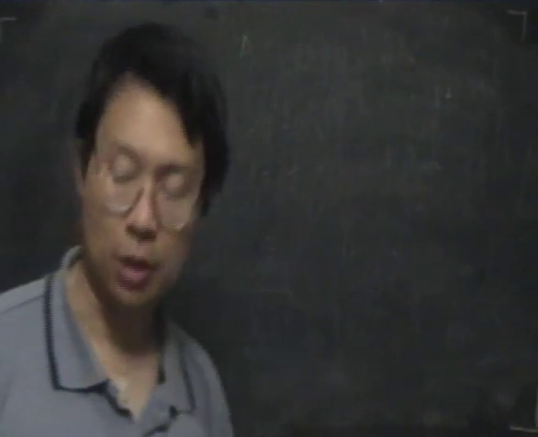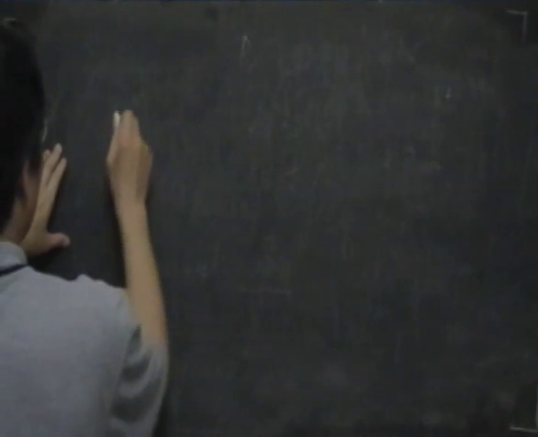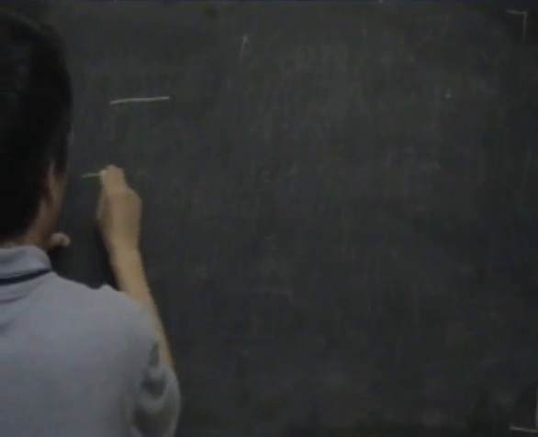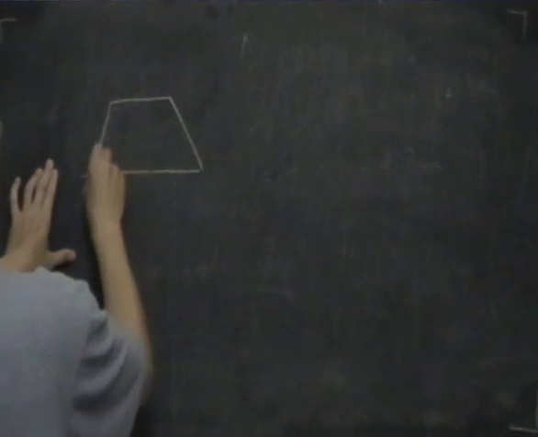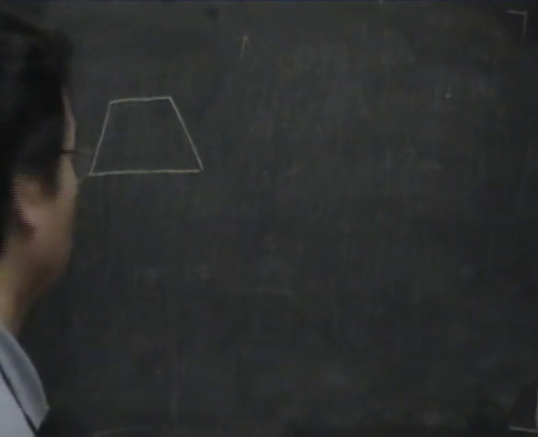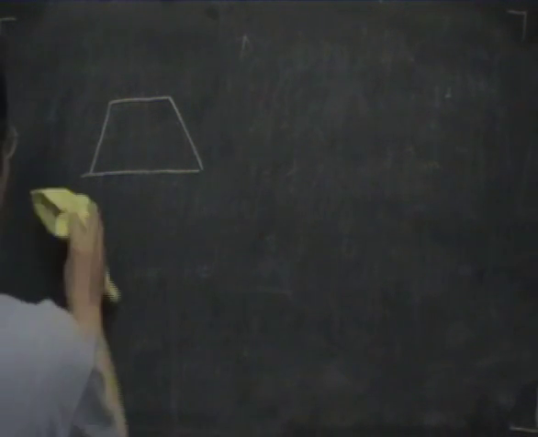Now the next shape we are going to look at is the trapezium. Now that's another funny name. A trapezium is a shape that has 2 parallel sides only, and the other 2 sides do not have to be parallel. They can, it does not have to be symmetrical.